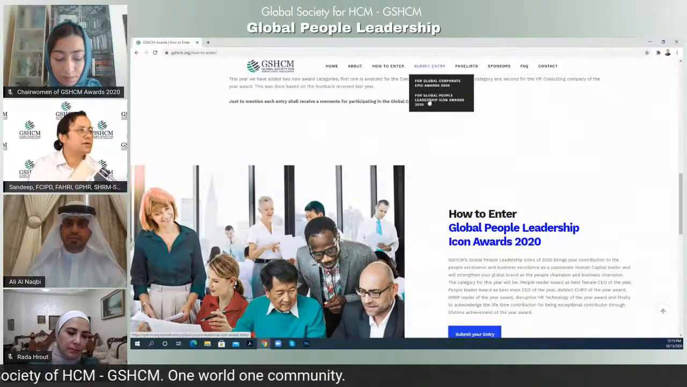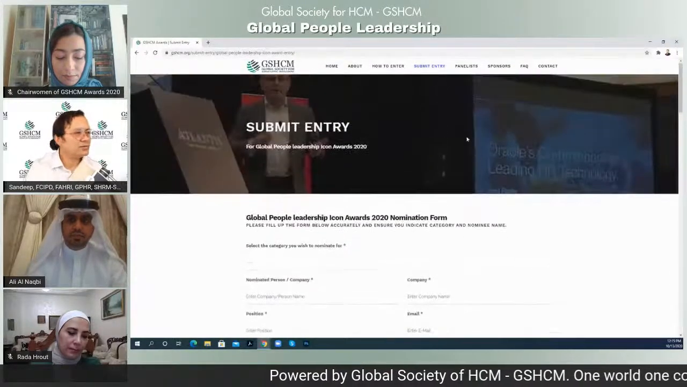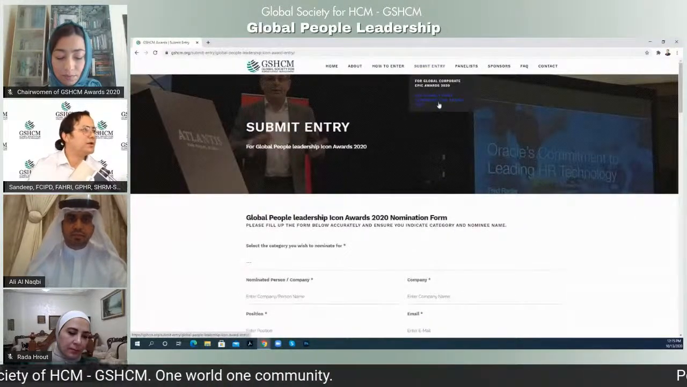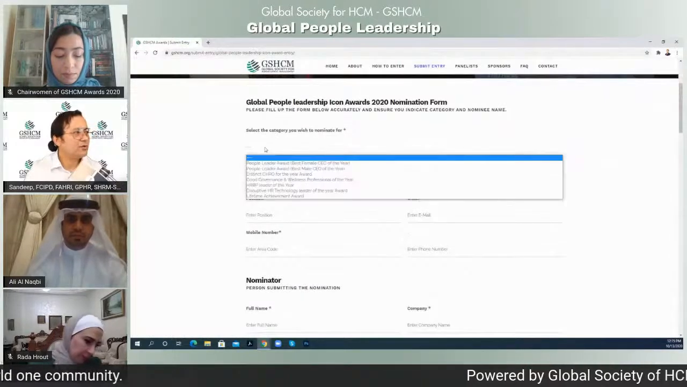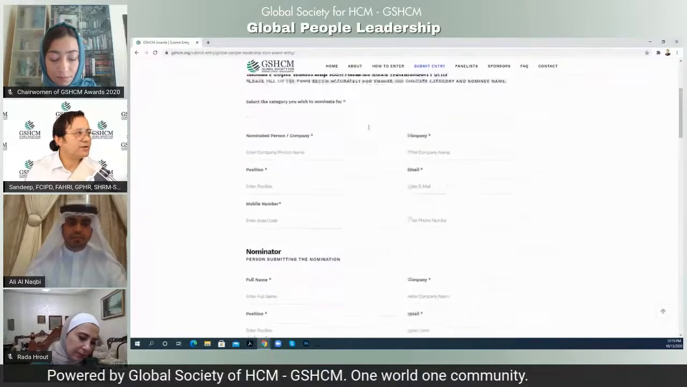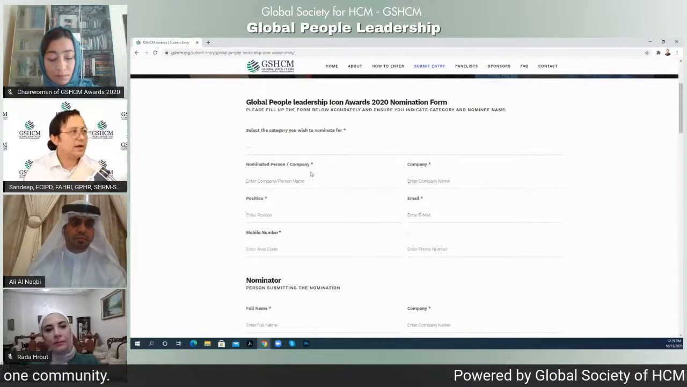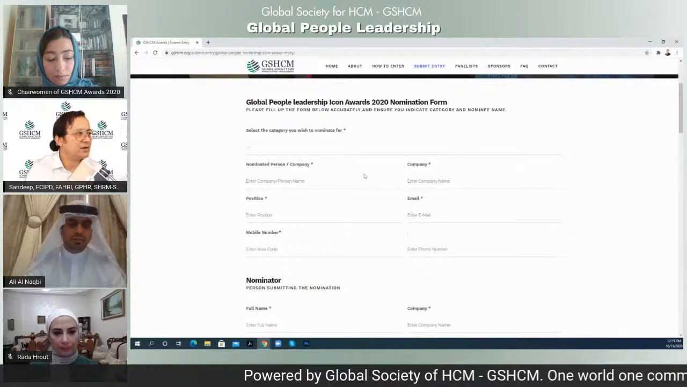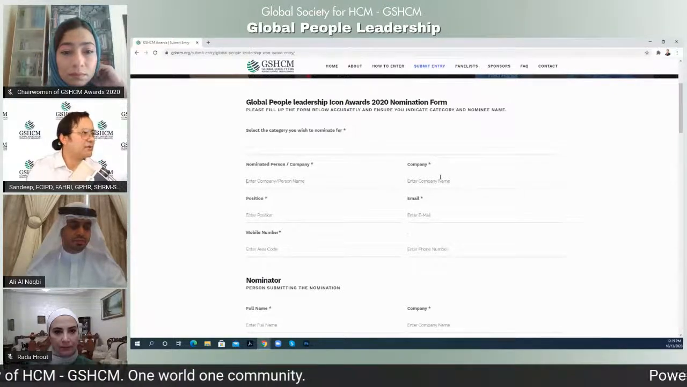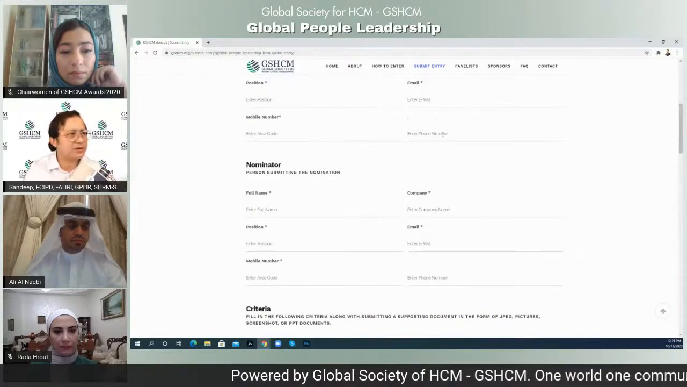Now coming back to submitting the entry, which is very crucial, the final step before we apply. You can click on the People Leadership award icon in submit entry, and when you click here, you will get whichever categories of award you can apply for. You can fill up the details for whichever company, or if it is for an individual, and mention the details of the company or the individual who has applied, and the email, because we'll keep on responding to the concerned person.